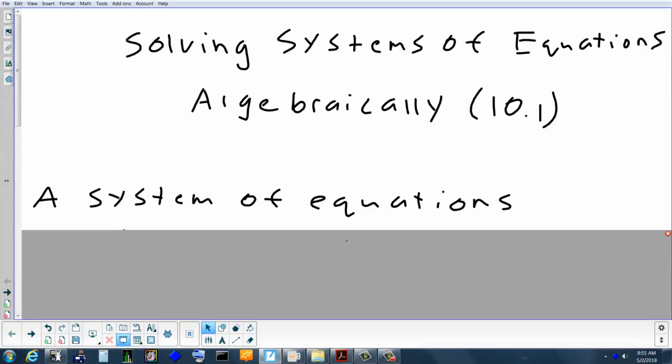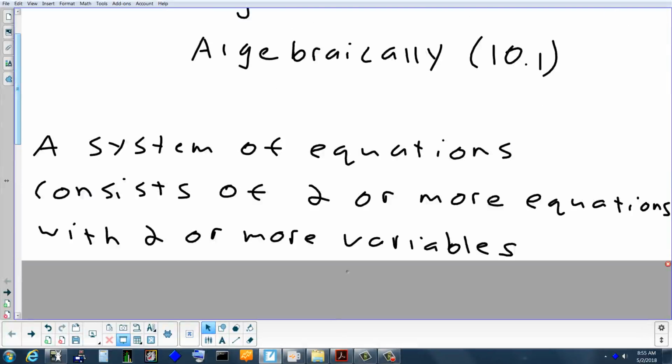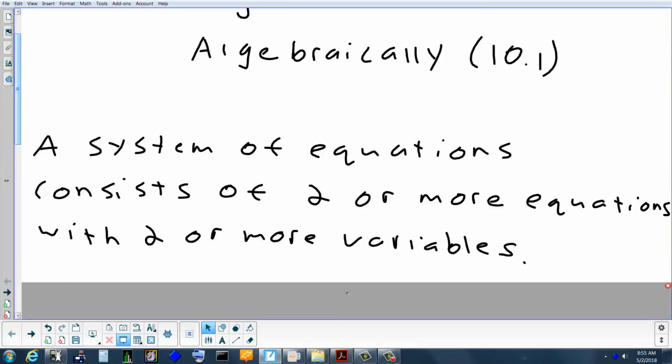Okay. So a system of equations. It's more than just a single equation with a single variable. It can have two or more equations with two or more variables. So we're generally going to stick to the rule where you're going to have the same number of equations as you do variables. If you don't, then interesting things can happen.